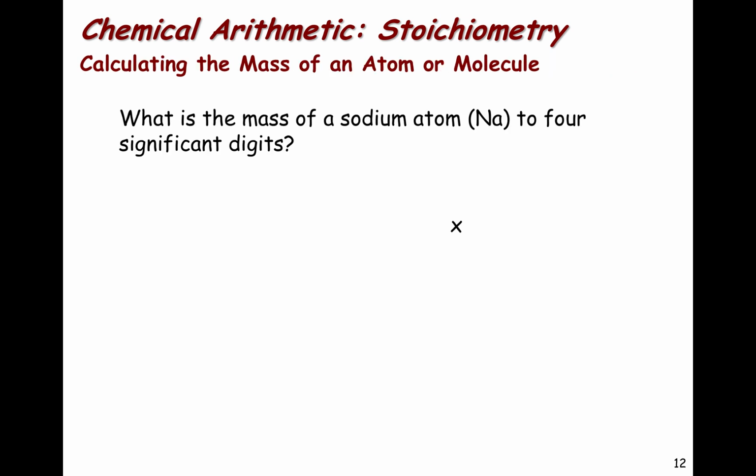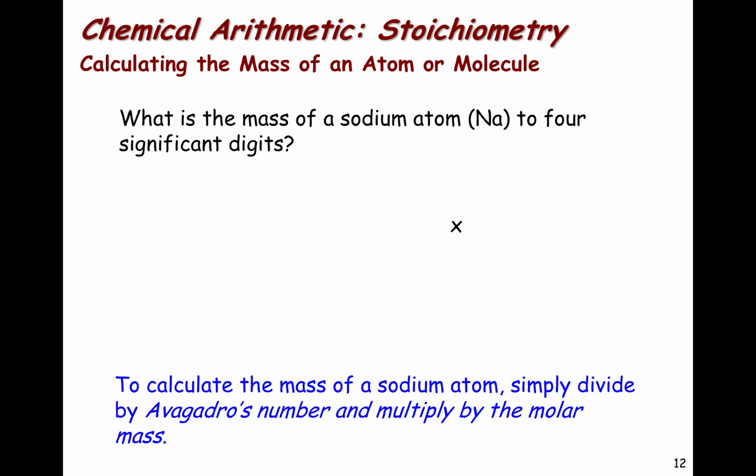As an example of how to do this type of calculation, we have a question that states, what is the mass of a sodium atom to 4 significant digits? The given in this problem is the number of particles, or the sodium atom. And so in this particular case, we would want to initially divide by Avogadro's number as a conversion factor, and then multiply by the molar mass.